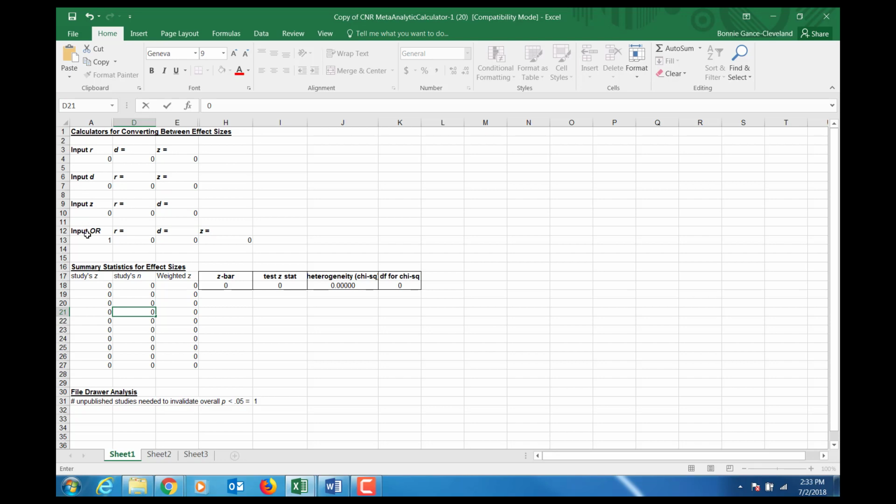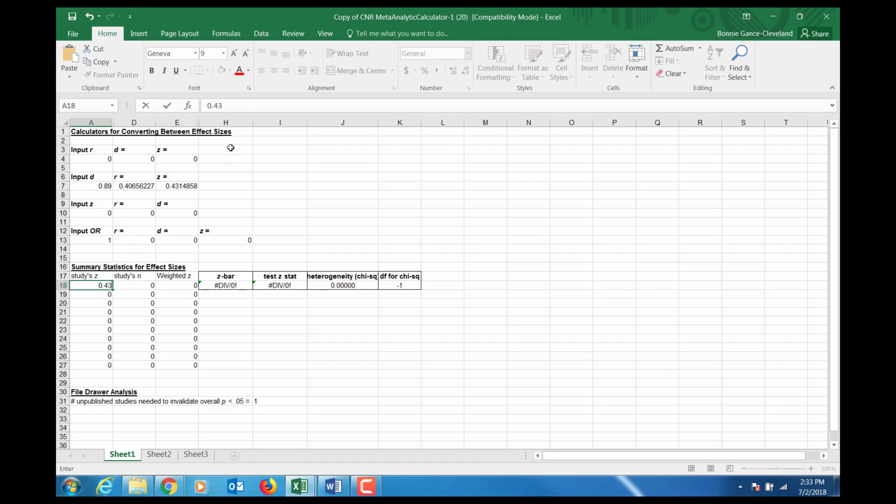So for study number 1, they're reporting a D. So we're going to go right here, and we're going to input 0.89 because that's what they told you the test statistic was. And that gives you your Z test statistic for that study, or the effect size for that study is 0.43. So let's go down here, and for study number 1, we're going to say that the study Z, or effect size, was 0.43.